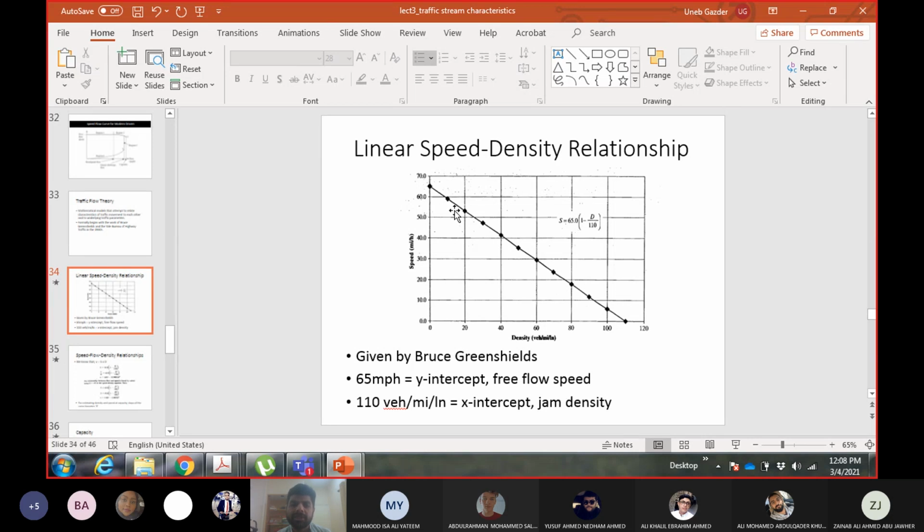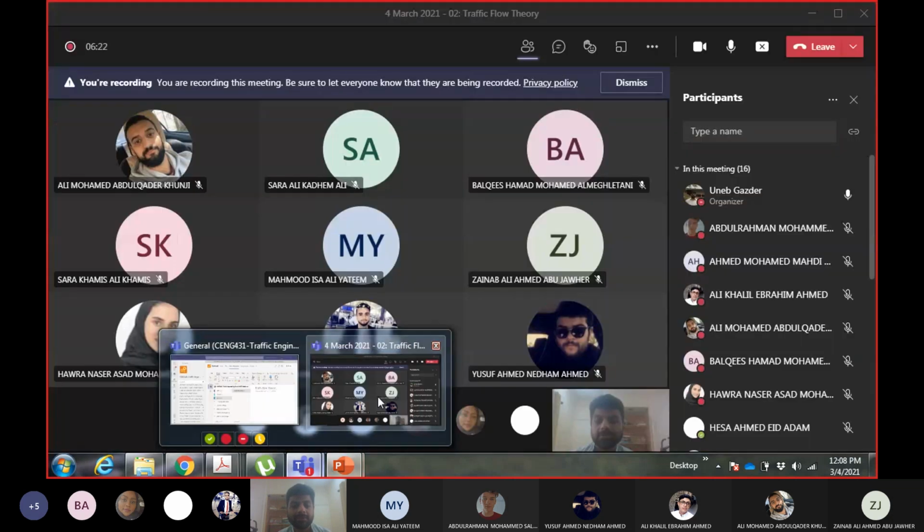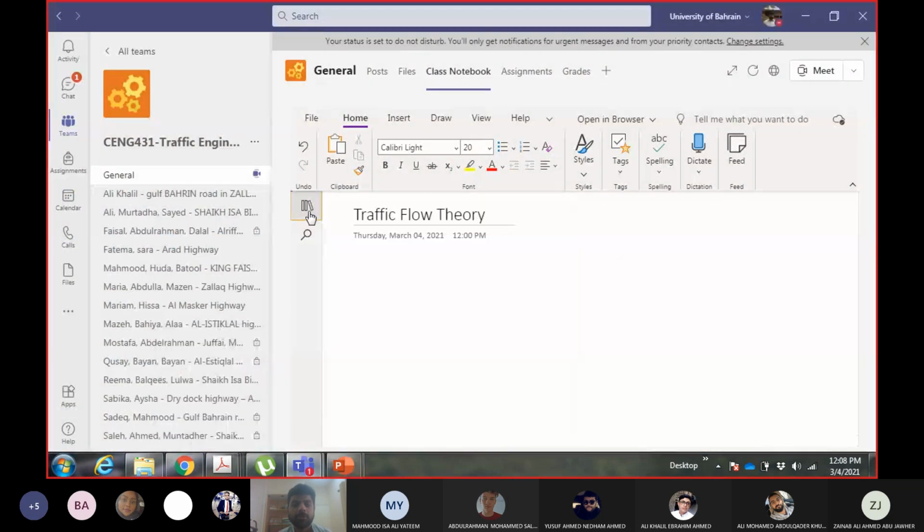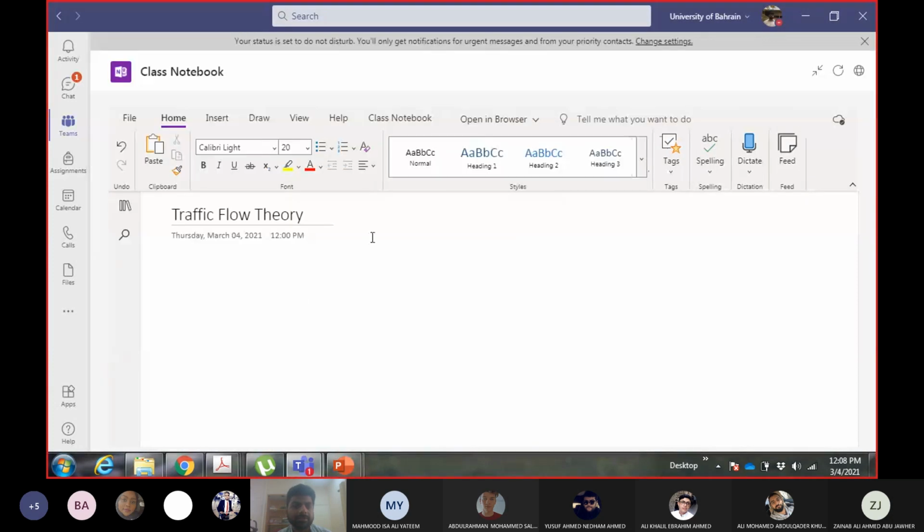According to Bruce Greenshield, speed and density are related to each other with a straight line, and the relationship between them is linear descending. Now we will try to develop other equations using the Bruce Greenshield model.